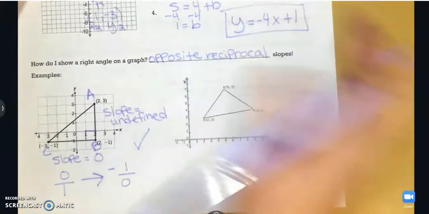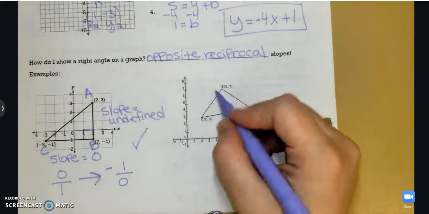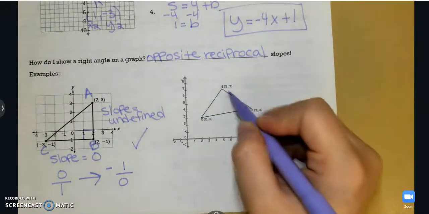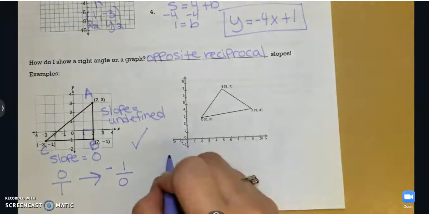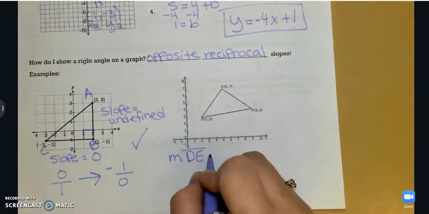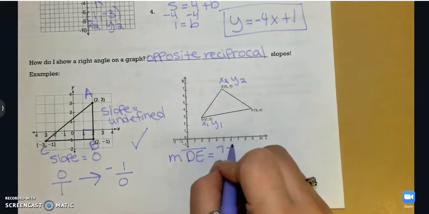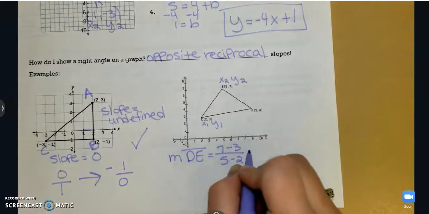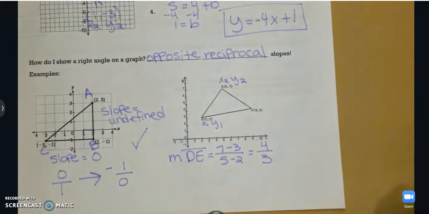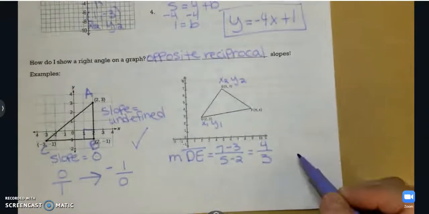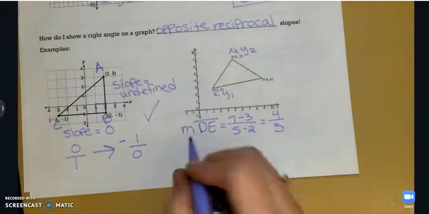Let's look at a different scenario though. Here in this triangle DEF, the angle that could possibly be a right angle is E. So for that to be the case, DE and EF need to have opposite reciprocal slopes. So let's find the slope of each and see if that's the case. Let's first find the slope of DE. So x1, y1, x2, y2, 7 minus 3 over 5 minus 2. That's going to be 4 over 3. So for the slope of EF to be the opposite reciprocal, it would need to be flipped upside down and negative. So we're looking for negative 3 over 4. Let's see if that's the case.